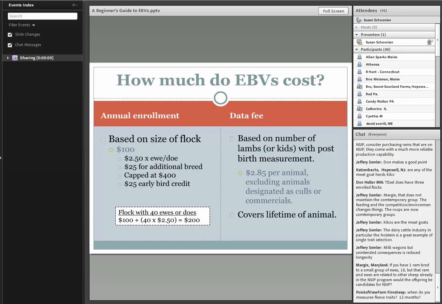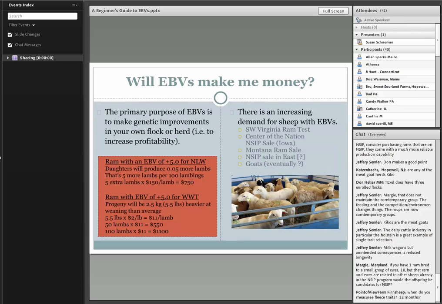That's an annual enrollment. There's also a data fee, and it's based on the number of lambs or kids that you enter data with, past birth. So weaning weights, post-weaning weights. It's a little more complex than that, but that's basically what it is. The cost is $2.85 per animal. So you can start doing the math. It covers the lifetime of the animal, and you can mark a certain number of animals as culls or commercial, meaning they're not going into the breeding herd, and so you wouldn't have to pay $2.85 on that. But this is, in very general terms, what the cost is.